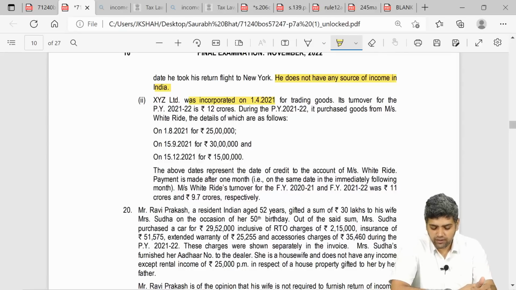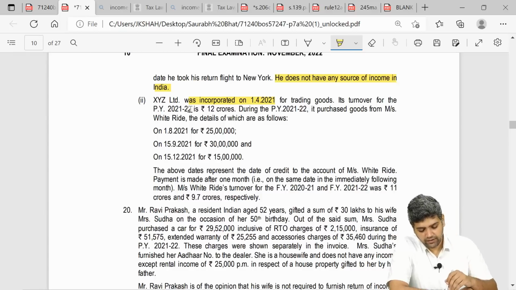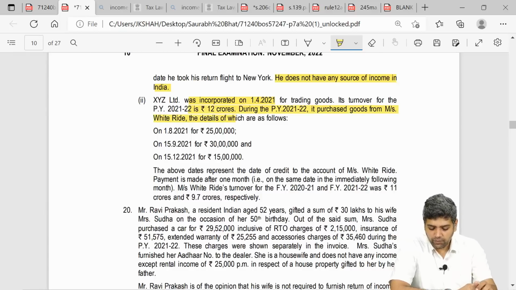So on the first day of the year, I have been incorporated. Its turnover for the current year is 12 crore rupees. During the previous year 21-22, it purchased goods from Messrs. White Ride, the details of which are as follows.